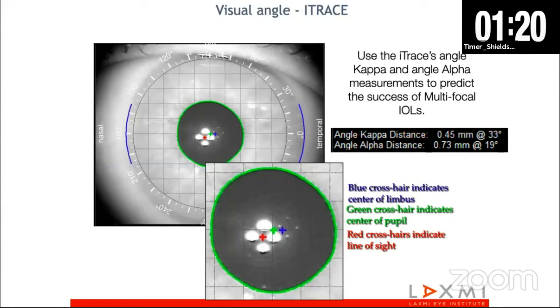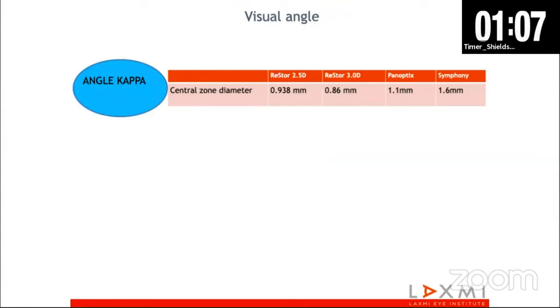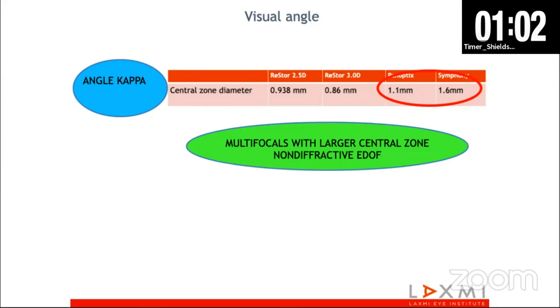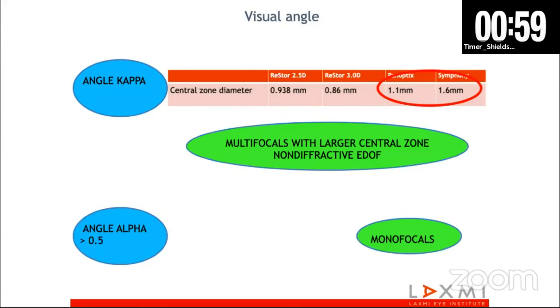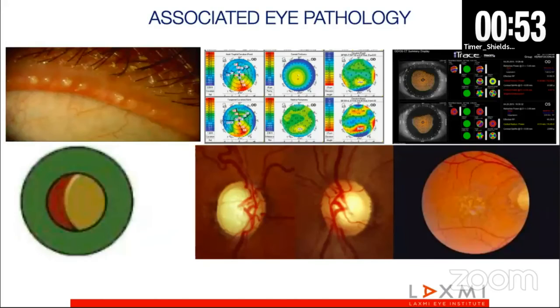Visual angle is important in planning presbyopic lenses. Angle alpha is the angle between visual axis and the optical axis. Angle kappa is the angle between pupillary axis and the visual axis. If the patient has a large angle kappa, then consider a lens which has the largest central zone diameter, as in Panoptix and Symphony. If the patient has a large angle alpha, then it's better to avoid multifocals and consider monofocals. In addition, if the patient has dry eye, irregular cornea, zonular weakness or mild subluxation, glaucomatous disease, or macular disease, then it is better to avoid presbyopic lenses.